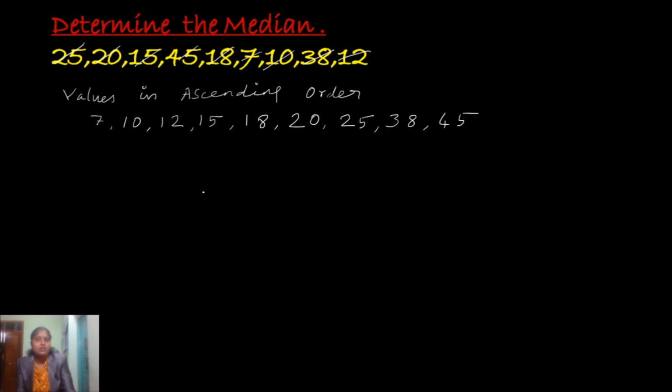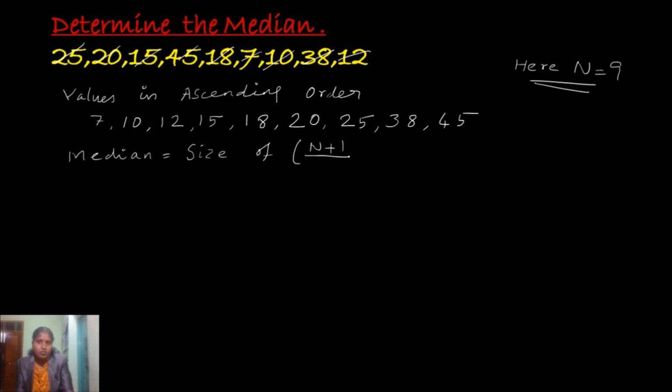Here totally we have 1, 2, 3, 4, 5, 6, 7, 8, 9. So here capital N is equal to 9. So now we make use of the formula. After arranging them into ascending order, median is equal to size of (N plus 1) over 2th item. That is, N is 9, totally we have 9 items given in this data set. So, 9 plus 1 over 2th item.